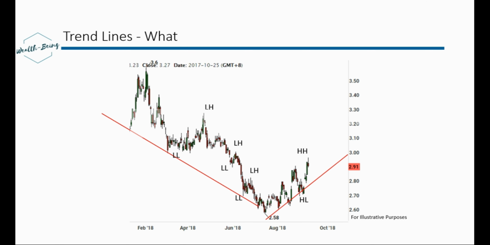Let's look at the definition. What is a trend line? Trend lines are probably the most common form of technical analysis. In their most basic form, an uptrend line is drawn along the bottom of an easily identifiable support area, sometimes called a valley. Then in a downtrend, the trend line is drawn along the top of an easily identifiable resistance area, the peak.